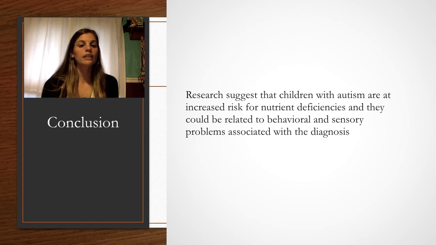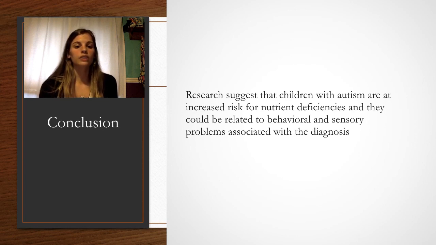So in conclusion of my systematic review, the results of my 10 primary articles suggest that children with autism are at an increased risk for nutrient deficiencies, and these deficiencies could be related to behavioral and sensory problems associated with the diagnosis.